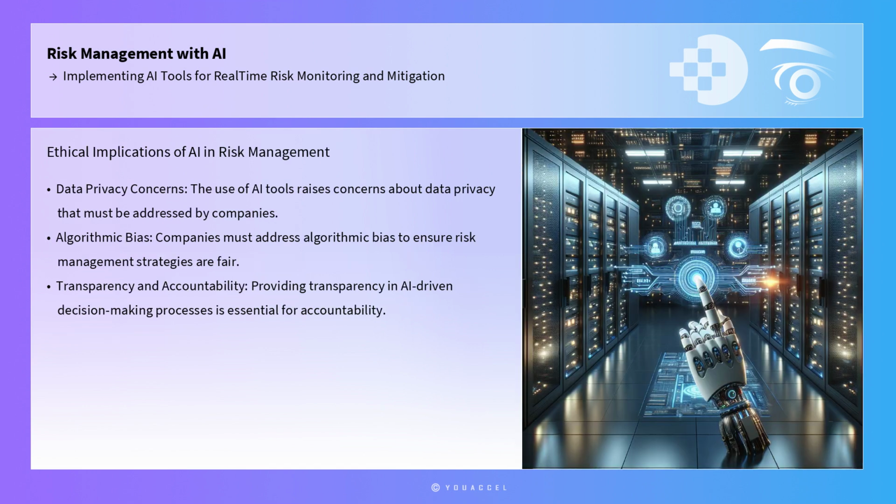Moreover, the ethical implications of AI in risk management must be considered. The use of AI tools raises concerns about data privacy, algorithmic bias, and transparency. Companies must implement ethical AI practices to ensure that their risk management strategies are fair, transparent, and accountable. This includes conducting regular audits of AI algorithms, ensuring data privacy, and providing transparency in AI-driven decision-making processes.